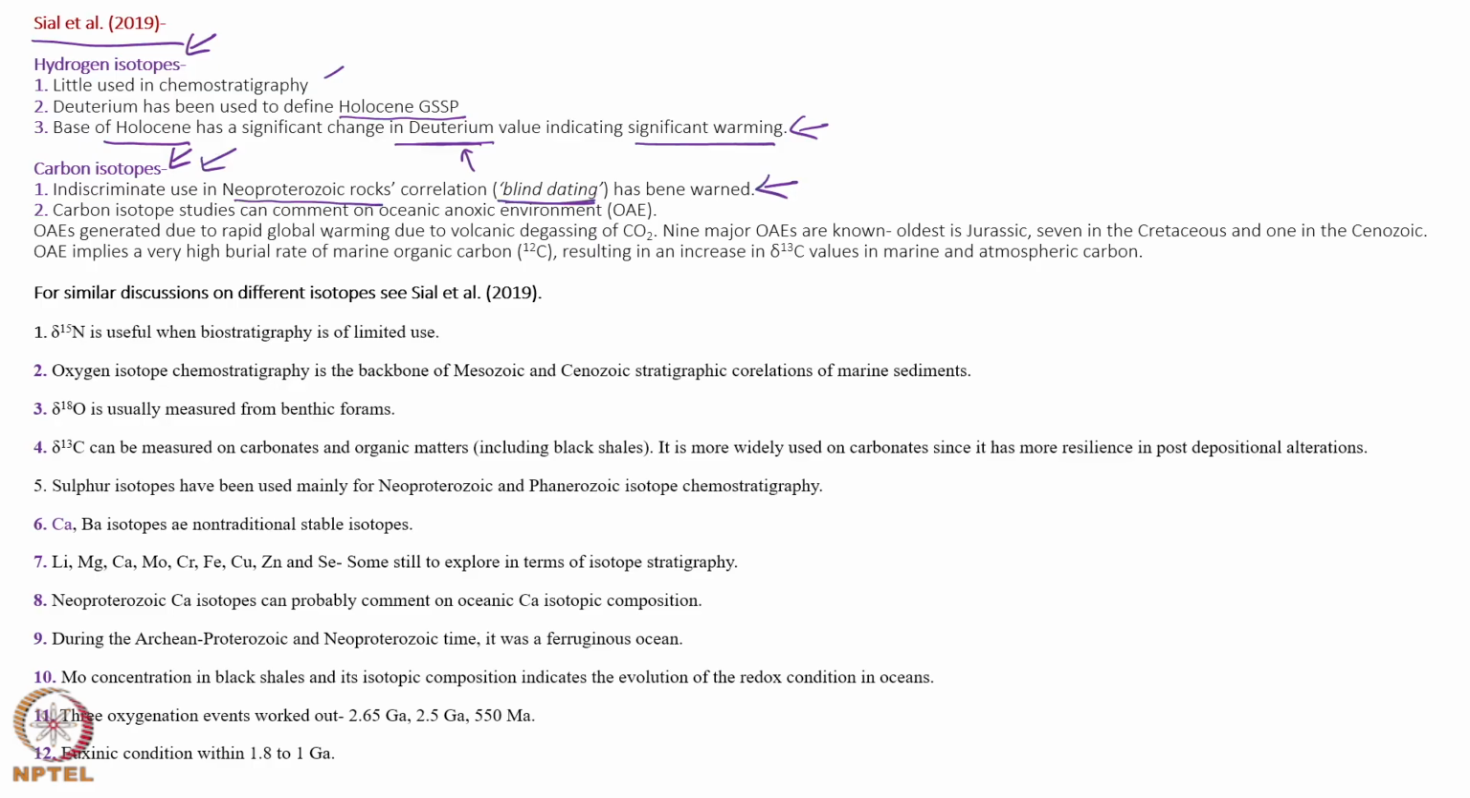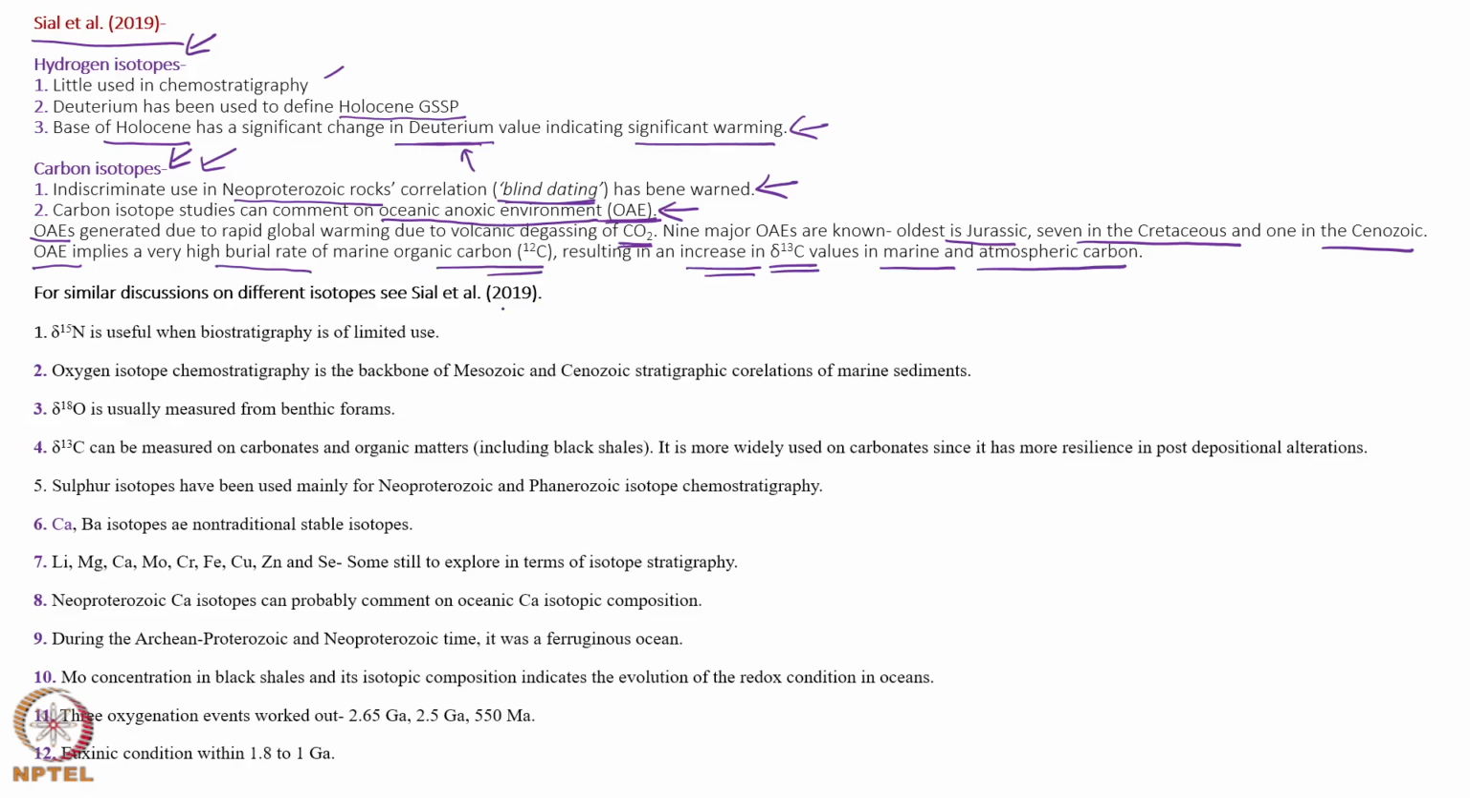Carbon isotope studies can comment on the oceanic anoxic environments, that means oxygen deficient environment in the deep water. OAEs are generated due to rapid global warming due to volcanic degassing of CO2. Nine major OAEs are known, the oldest in the Jurassic, 7 in the Cretaceous and 1 in the Cenozoic. OAE implies a very high burial rate of marine organic carbon 12C, resulting in an increase or spike in del 13C value in the marine and the atmospheric carbon.